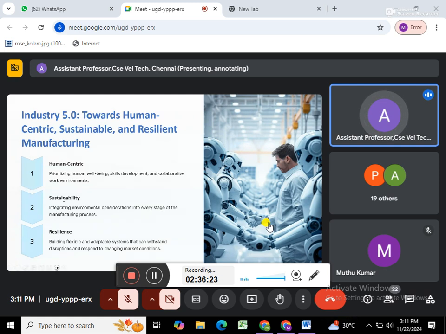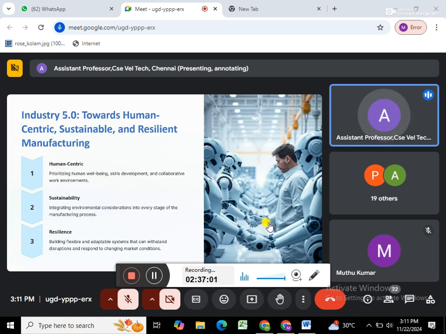Here we can see the second point: integrating environmental consideration into every stage of the manufacturing process. This is what we call sustainability. How can we manage the available resources, the water resources, and pollution? How can we manage air pollution, noise pollution? Light pollution is also creating a lot of problems nowadays. We normally worry about air pollution, but similar to this, light pollution is also growing.